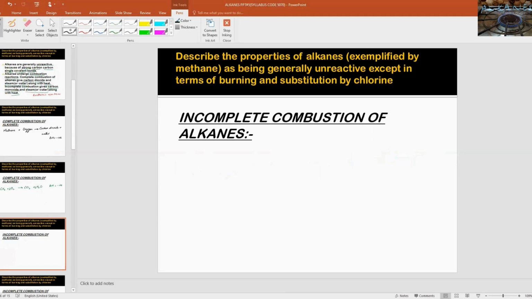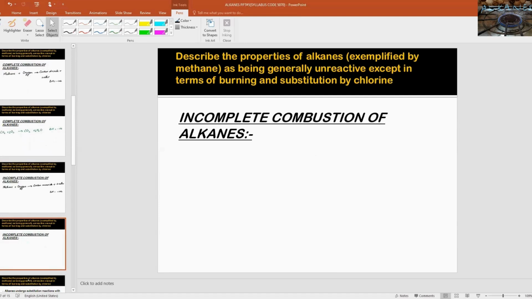Incomplete combustion of alkanes. The word equation for the incomplete combustion of alkanes will be like this. Again, the sign of delta H will be negative because this reaction is also an example of an exothermic reaction. I've taken the example of methane plus oxygen. Products will be carbon monoxide plus water. Sign of delta H is negative.